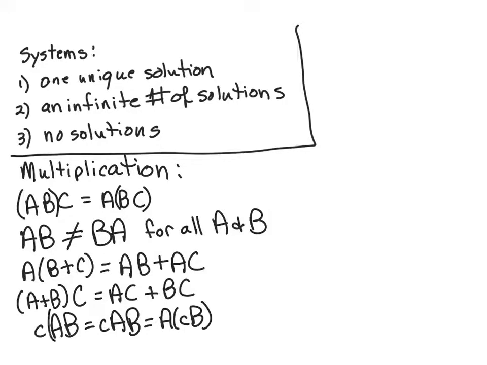This was parentheses here. So it doesn't matter which one you multiply by the scalar, just remember that you do not multiply both, all right? That would mean that you're multiplying by c squared. So do not do this.